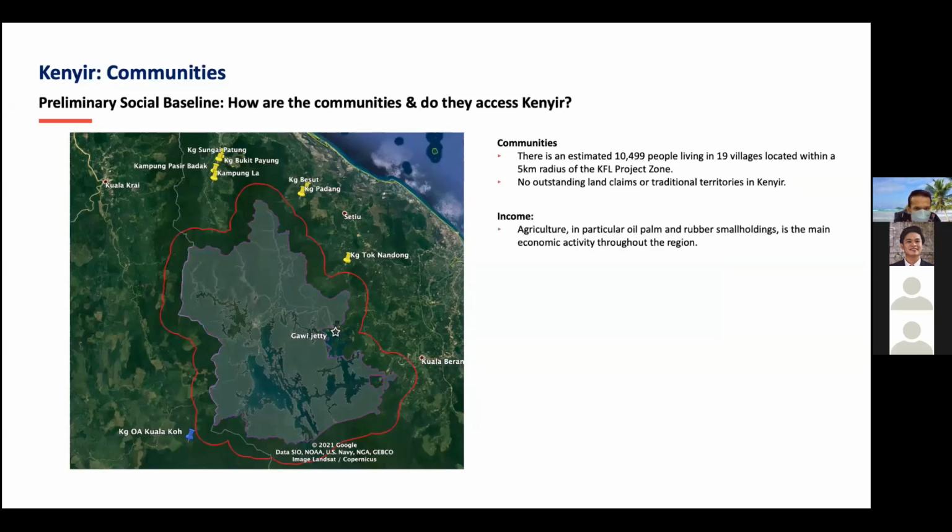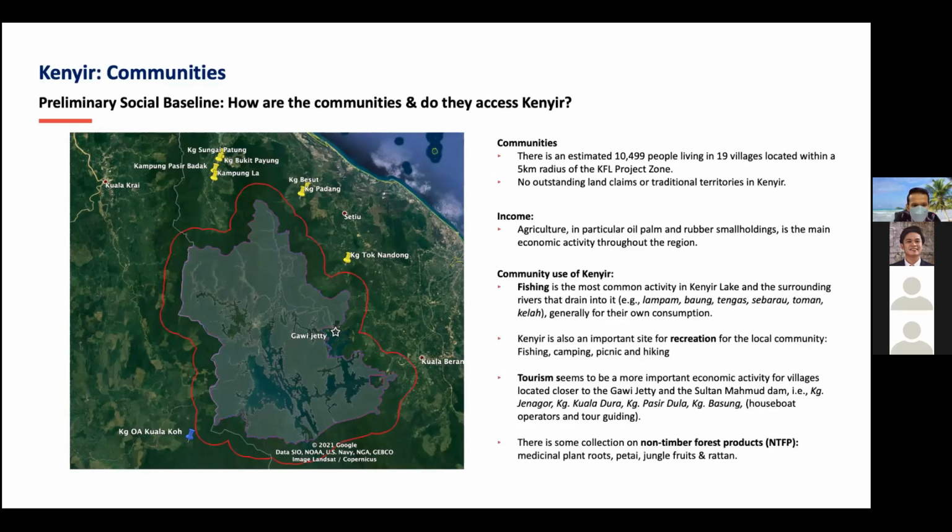And second, what is their income? Right, mainly agriculture. So smallholder oil palm and rubber. This is the main source of income for these communities. So they don't really rely on accessing the forest to extract things. Again, very different from Indonesia.